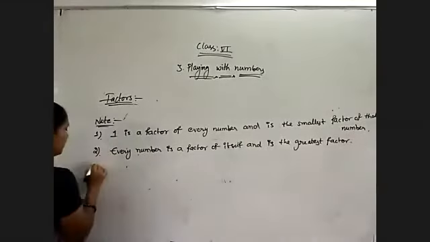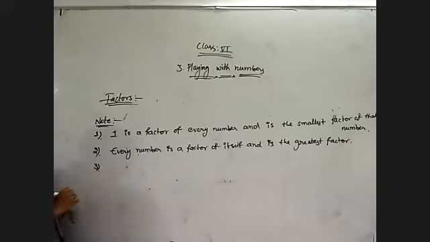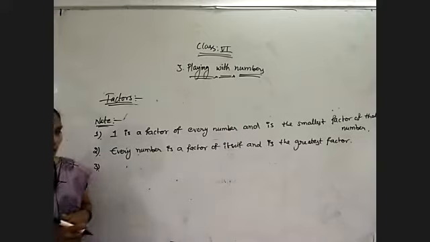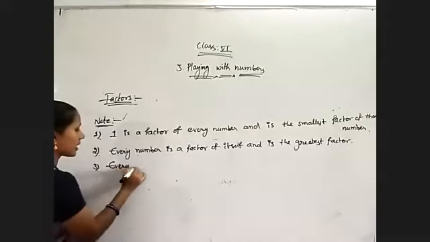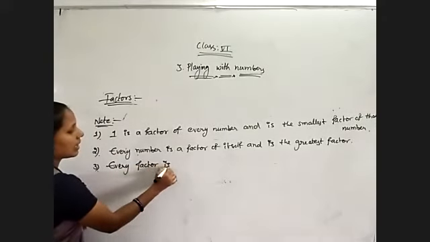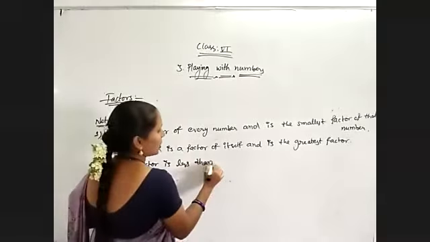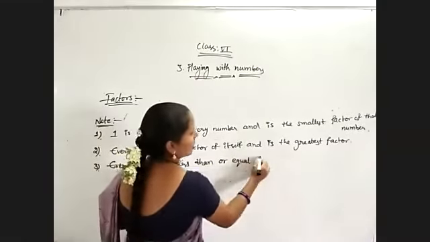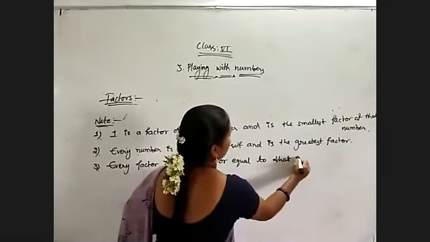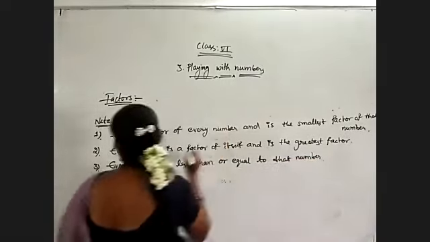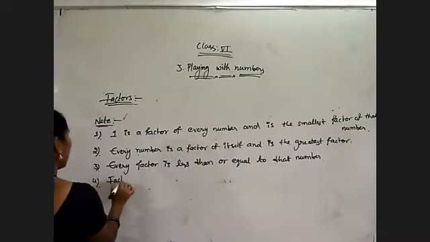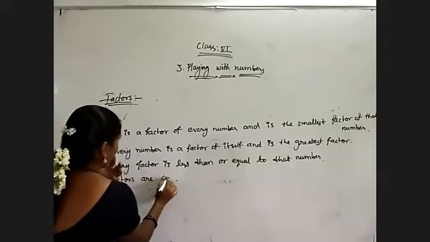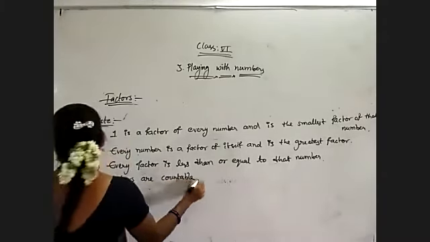And third one, every factor is less than or equal to that number. And lastly, factors are countable. How many factors are there? We are able to count.